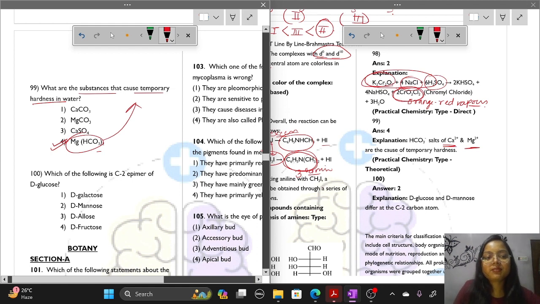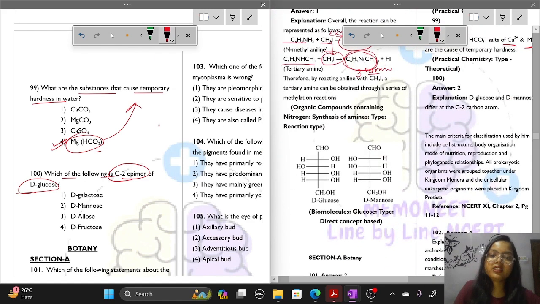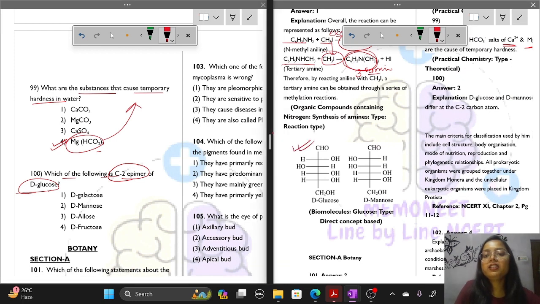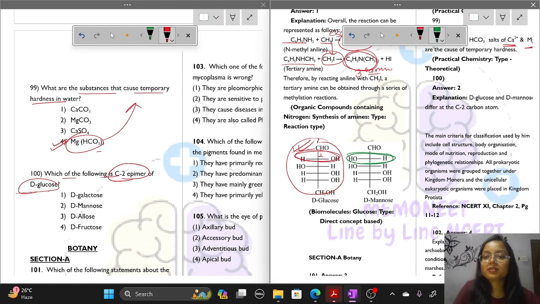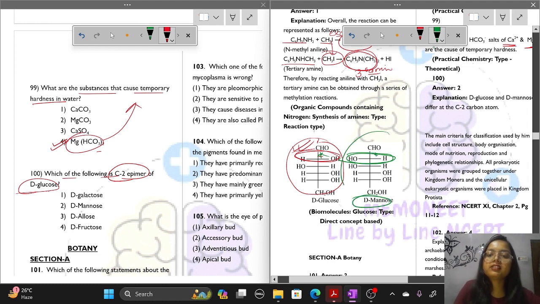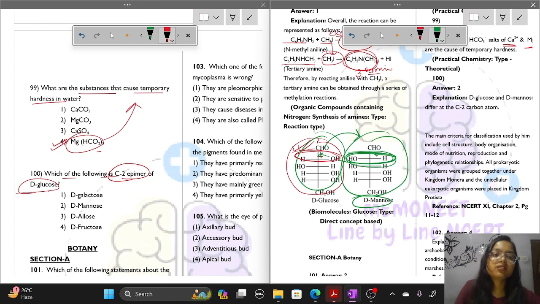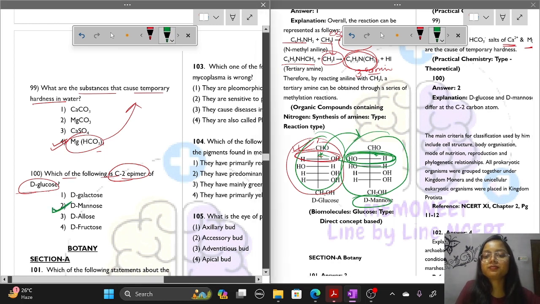Question number 100. Which of the following is the C2 epimer of D-glucose? This is the structure of D-glucose, and C2 epimer means we look at the second carbon position. Here the second carbon and here the second carbon, these are interchanged. This is D-mannose. D-mannose has a structure in which the D-glucose structure is slightly different, its C2 configuration is changed. So D-mannose will be the correct option.